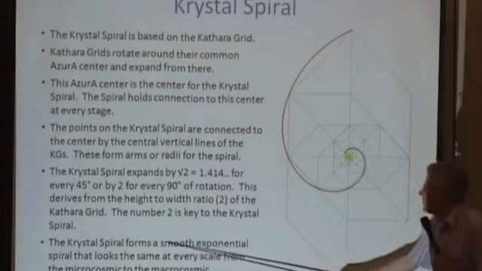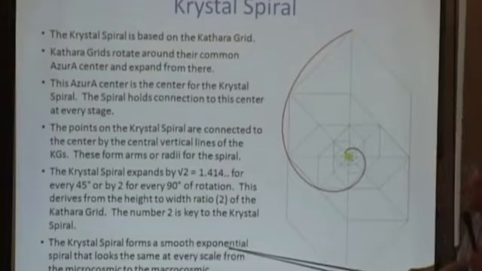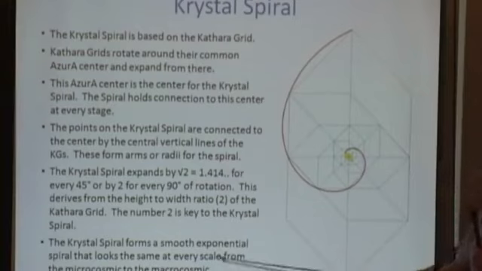So the crystal spiral forms a smooth exponential spiral that looks the same at every scale from the microcosmic to the macrocosmic. So this spiral goes all the way through creation, from the smallest particles, subatomic, atomic units, all the way out to the full extent of the cosmos. And it's the same shape at every stage.